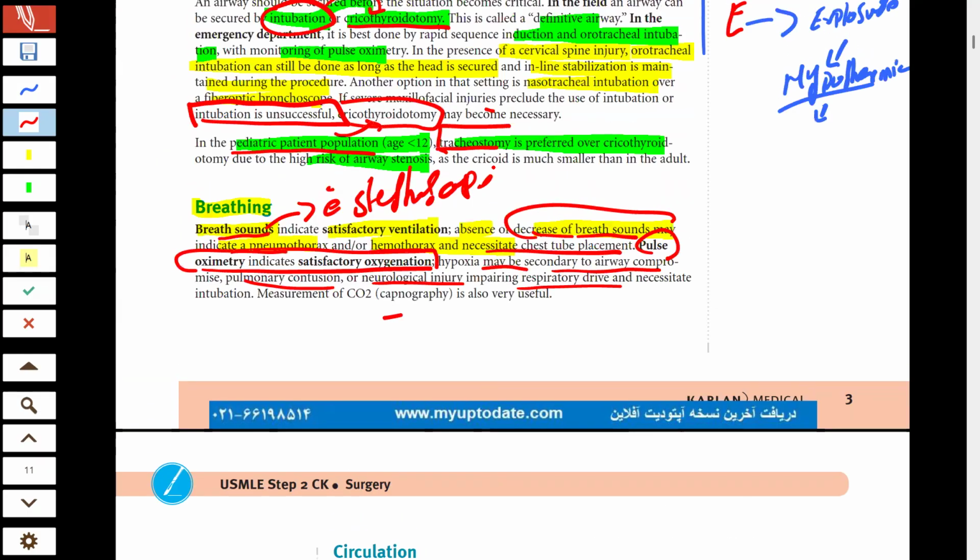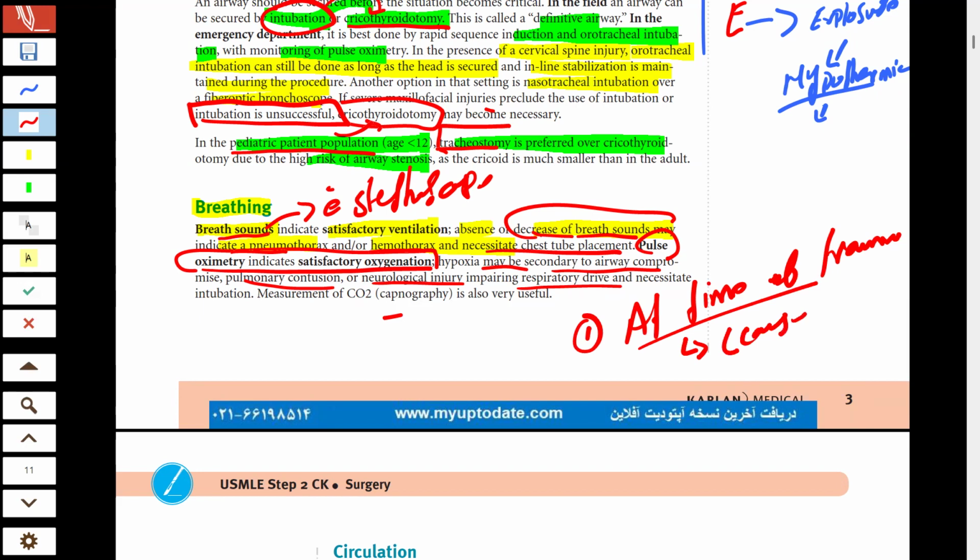Doctor, the most important, one more thing. At the time of trauma, the cause of death is head trauma. Cause of death is head trauma. So remember this.